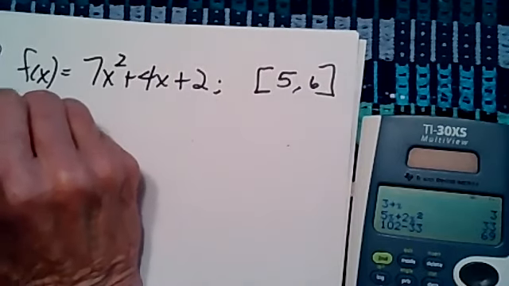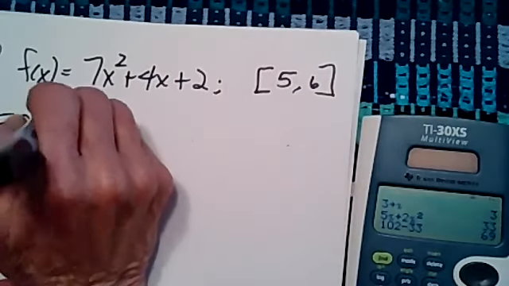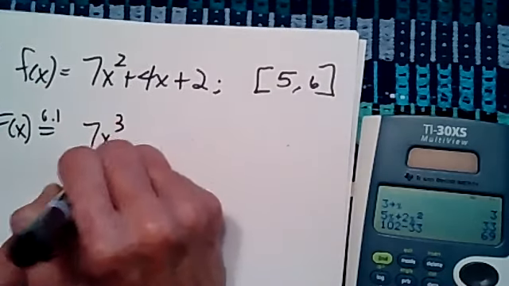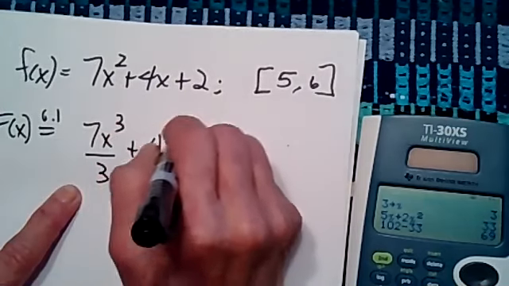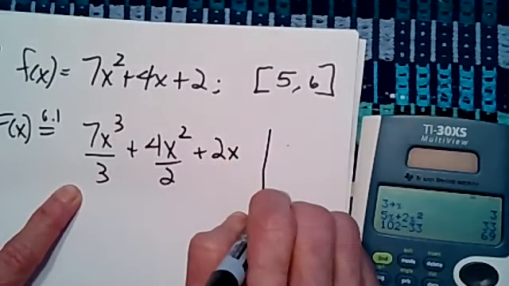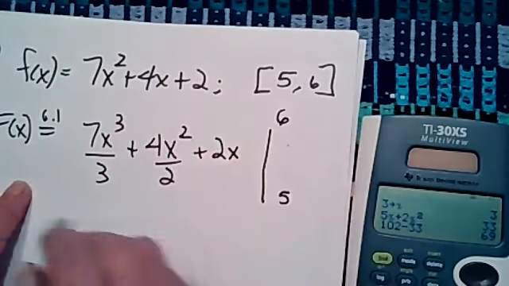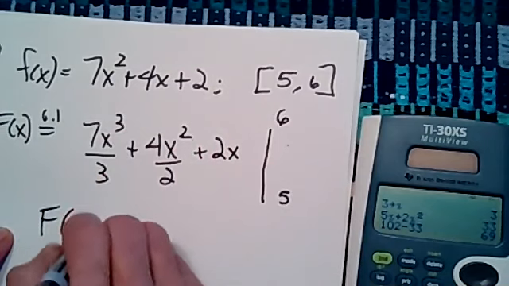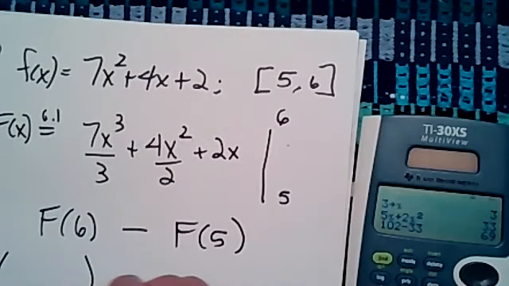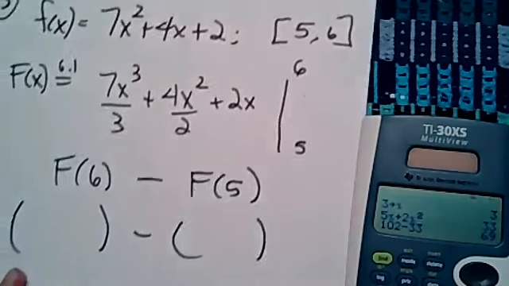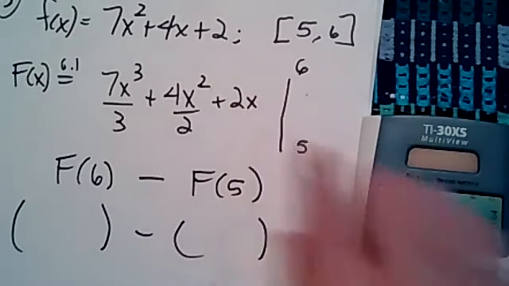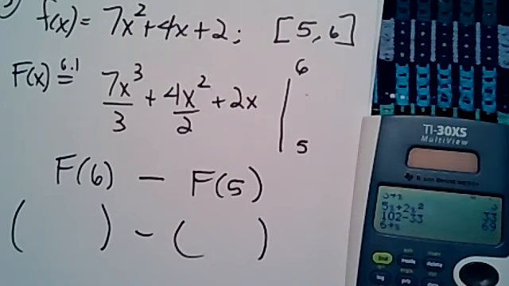And remember, for us, this is all 6.1, okay? So my antiderivative is 7x cubed over 3 plus 4x squared over 2 plus 2x, and we're going to evaluate it from 5 to 6. So I'm going to plug in my top number minus my bottom number. Okay, I make my parentheses. Okay, all right. So I'm going to do 6, top minus bottom, 6, store for x and enter.